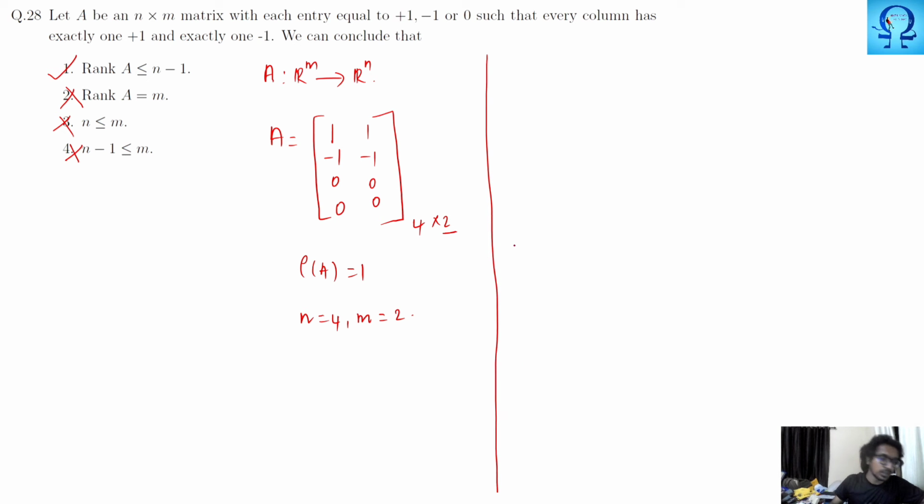Or if we have to prove it theoretically, that also I can do for you. Since A is defined from Rm to Rn, A transpose is defined from Rn to Rm. In A transpose, what is happening? In each column there can be only one plus 1 and one minus 1, and the rest of the entries are 0. Therefore, each row sum in A transpose is 0.